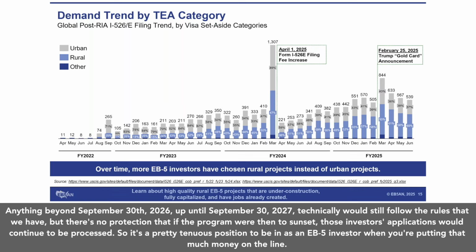Anything beyond September 30th, 2026 up until September 30th, 2027 technically would still follow the rules that we have, but there's no protection that if the program were then to sunset, those investors' applications would continue to be processed. So it's a pretty tenuous position to be in as an EB-5 investor when you're putting that much money on the line.